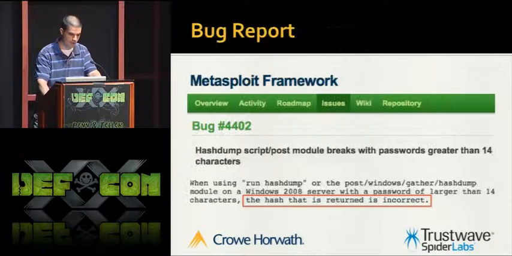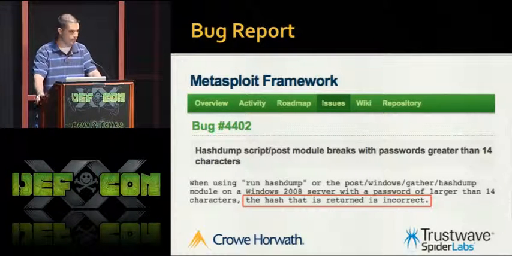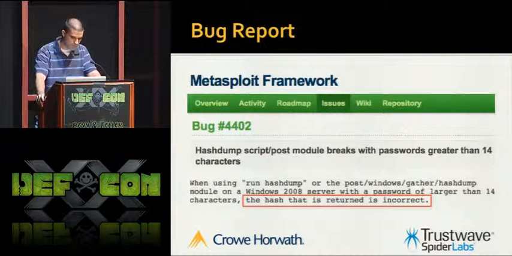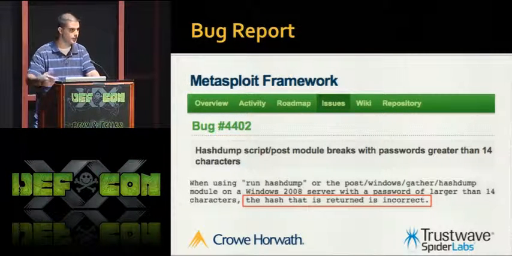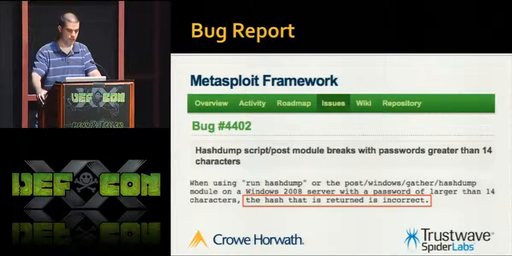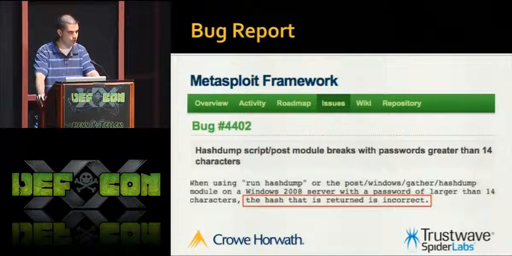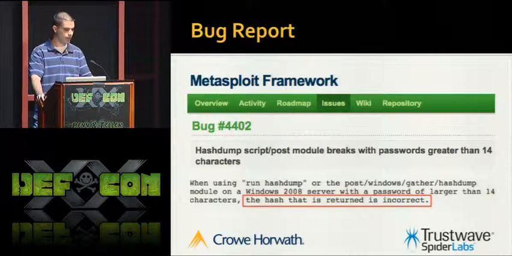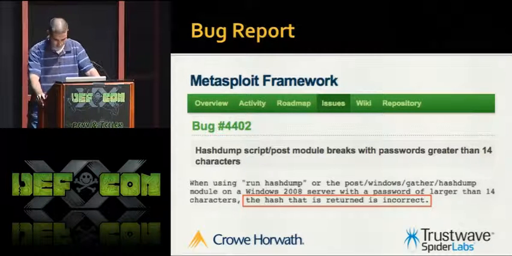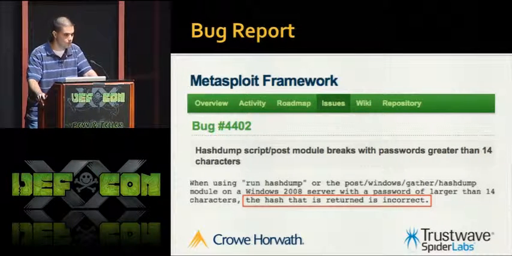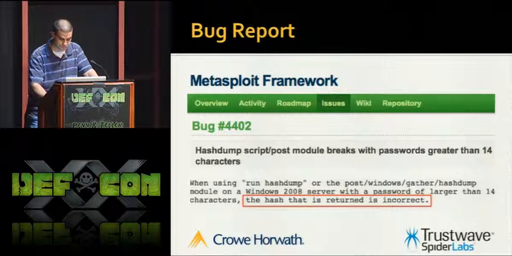I wanted to know. Turns out there's a Metasploit bug where pretty much the same situation happened. A gentleman says, hey, I have a Windows 2008 server, and I make a password that's longer than 14 characters, which inherently means I don't generate an LM hash. And he says, I run the hash dump script, and the hashes are incorrect. They never crack. So at this point, I'm like, all right, phew. I'm not crazy. It's not just me. There's something weird going on. We can probably figure something out here.